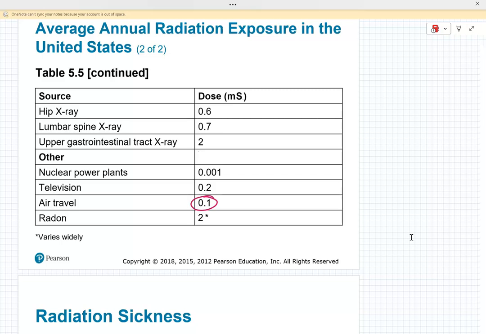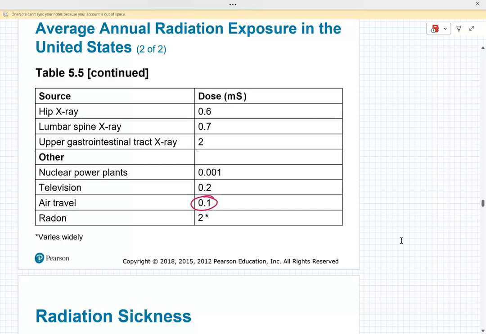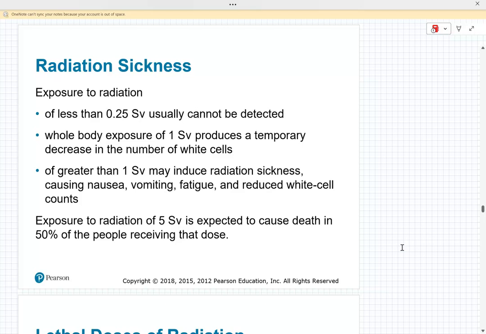How much is it, like an mSv compared to? I don't remember, because there's sieverts, there are grays, and I don't remember the conversion factors for those. It is a very small amount. I can tell you that a millisievert is a very small amount. When we talk about sieverts, yes, that's when the radiation sickness starts. Okay? So, answer to your question. Less than 0.25 sievert, you can't detect biological effects easily.